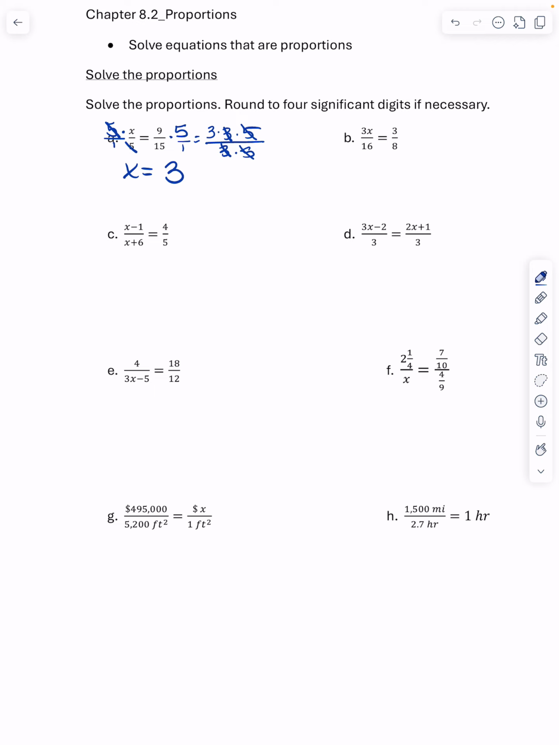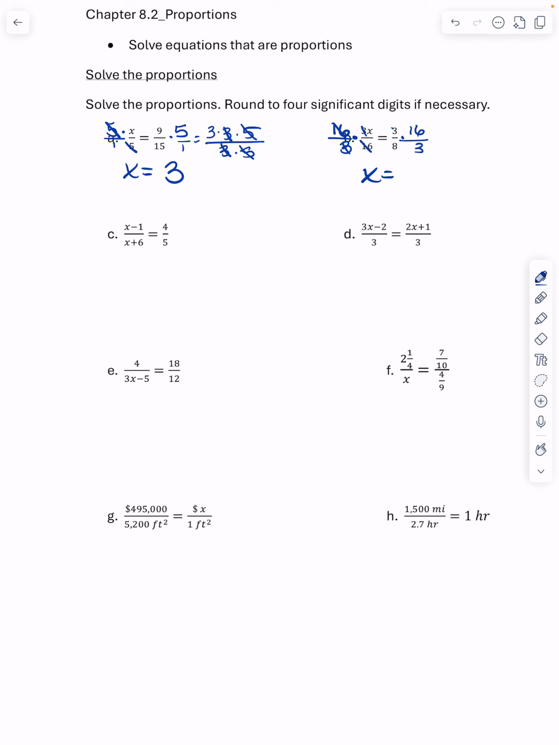B, this time I have a number in the numerator and denominator. And we've talked about multiplying by the reciprocal before. But let's be clear. If I multiply both sides by 16 and then divide by the 3 that's being multiplied by x, same thing. So we're not going to stress too much.